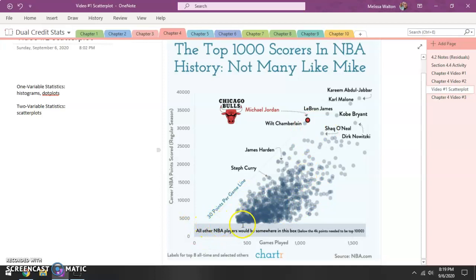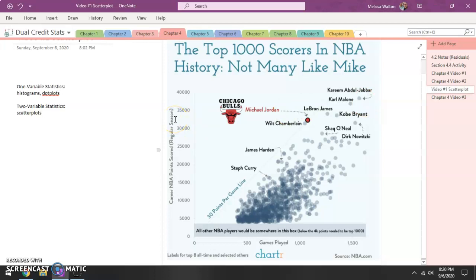And as we expected, as the number of games go up, it does seem like points are going up as well. It looks like this is the 30 points per game line. So anybody above this was scoring over 30 points per game. We only see two there. We've got Michael Jordan and Wilt Chamberlain. Kareem Abdul-Jabbar has scored the most points, but yet he played almost the most games. I don't know who this one is, but has almost played the most games.